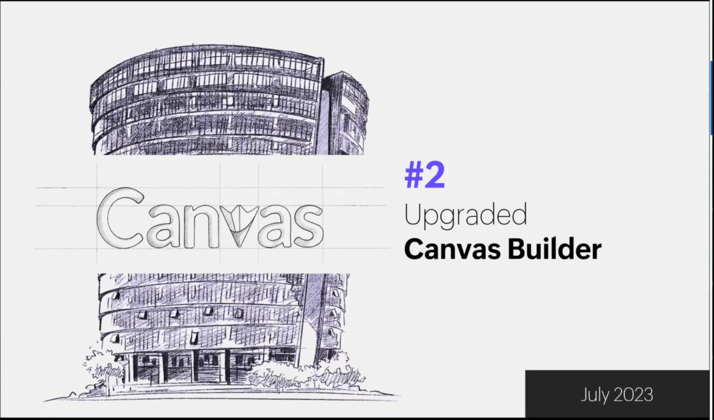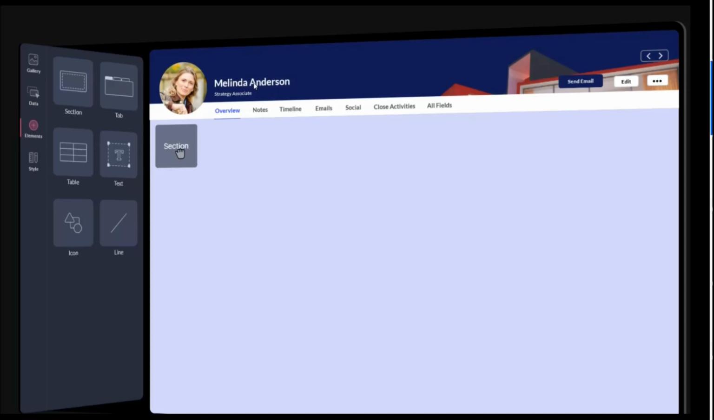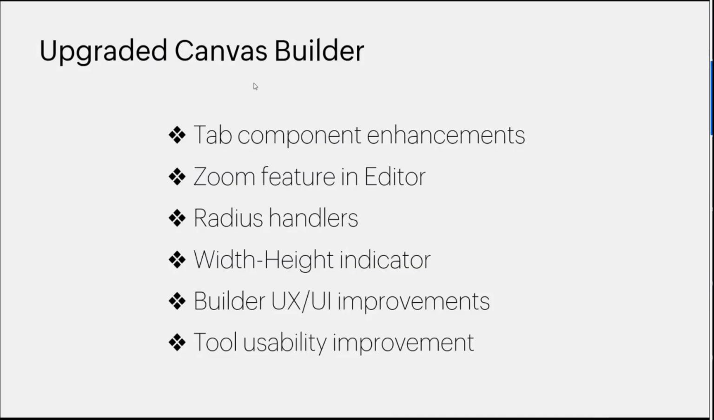Moving on, let's take a look at the upgraded Canvas builder. As many of you know, every beautiful Canvas page was once an ugly duckling in the Canvas builder. We've added different options over time to make it easier to build and share Canvas pages. For example, we've added support for reusable components, style presets, sharing of templates across organizations, and so on in 2022 and early 2023. In July this year, we made a few more improvements in the Canvas builder. So let's look at them one by one.